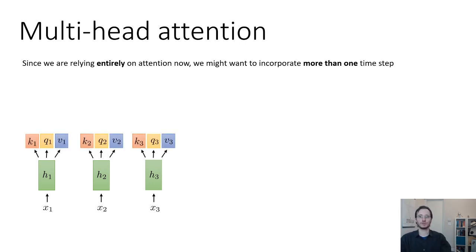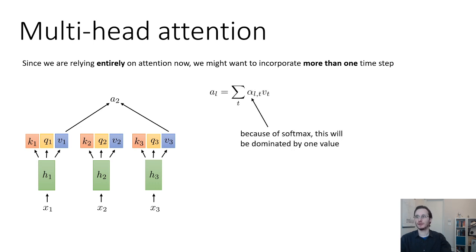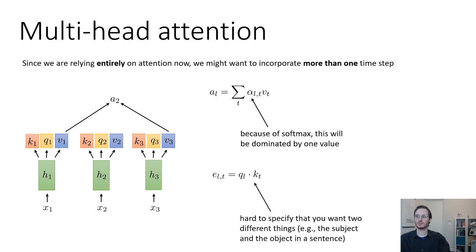So the way that you can do this is you can have a key, query, and value at every step. And naively, you would just combine them to get an attention. But because of the softmax, this would really mostly pay attention to just one time step. So if the subject and the verb are at different points in time, which they always are, you wouldn't be able to get them both. You would just be able to get one of them. And then when you combine them, it's kind of hard to specify that you want two different things. So you can't really encode into your key or query that I want kind of an or. I want like either the subject or the verb. So you can't get both, and you'll mostly fixate on just one thing, so you can't really pull information from two points in time into a single time step.